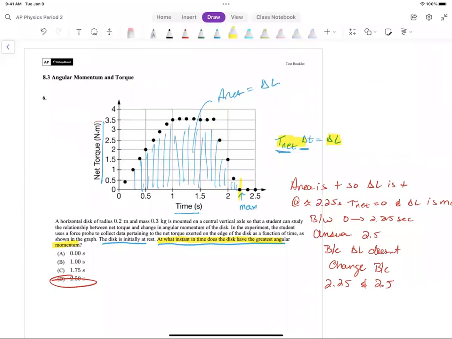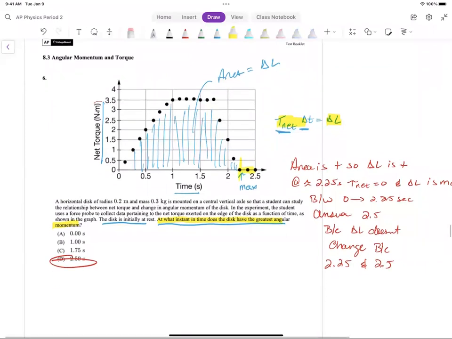angular momentum. Now the angular momentum doesn't change between 2.25 seconds and 2.5 seconds, because there's no torque on it. And so if you look at your answers, you don't have 2.25, but you have 2.5 seconds, and it doesn't change between 2.25 and 2.5.